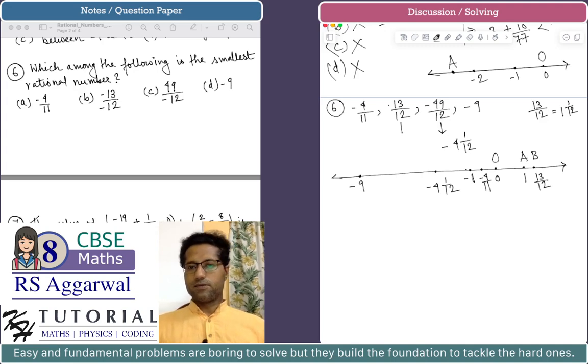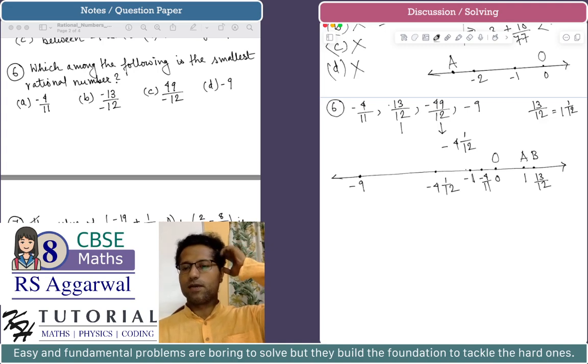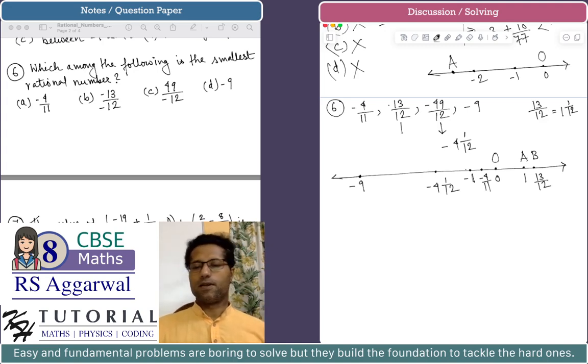So we can clearly see that the position of minus 9 on the number line is to the extreme left, and the two other negative numbers are lying to the right hand side of the number minus 9 on the number line. So definitely minus 9 is the smallest rational number. So the answer is D.